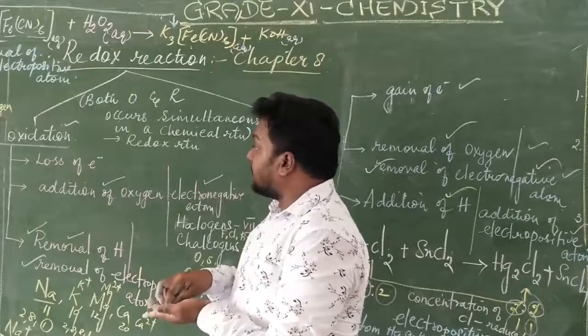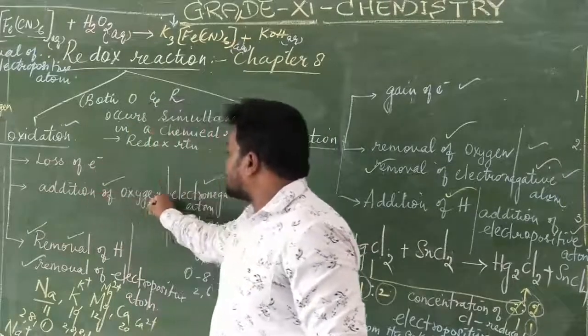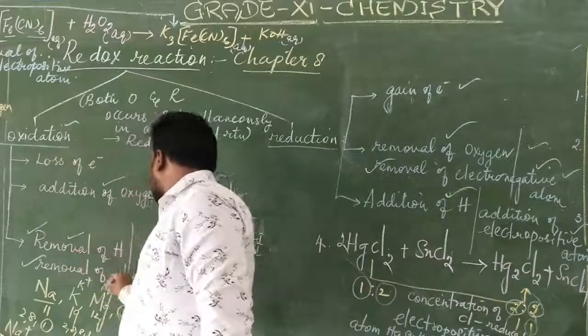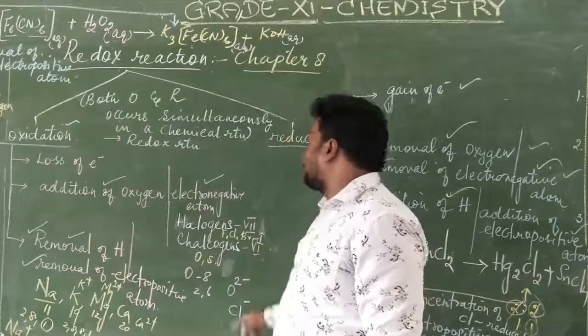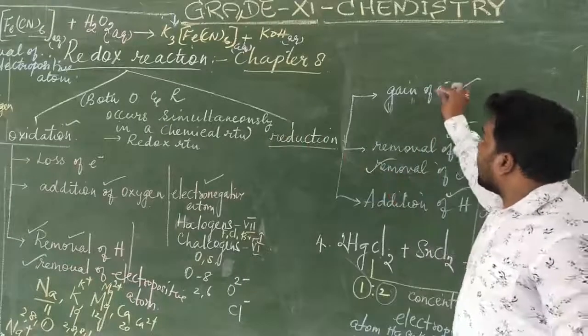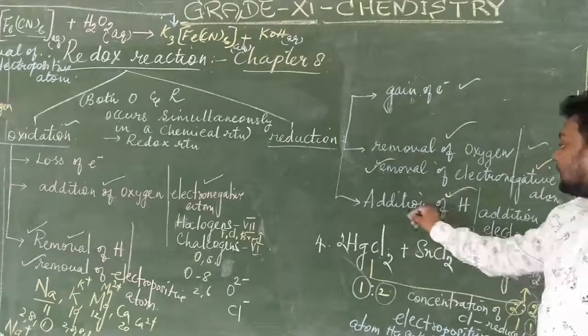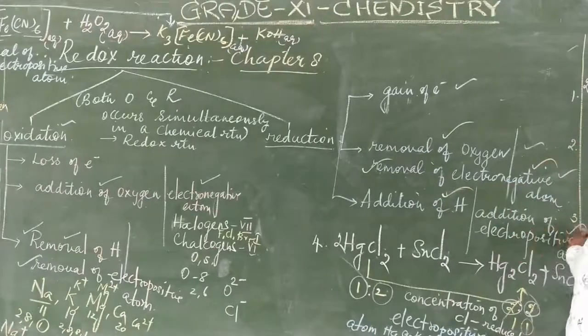What is an oxidation reaction? Oxidation reaction is nothing but loss of electron, addition of oxygen or electronegative atom, removal of hydrogen and removal of electropositive atom. What is a reduction reaction? Gain of electron, removal of oxygen or removal of electronegative atom, addition of hydrogen and addition of electropositive atom.